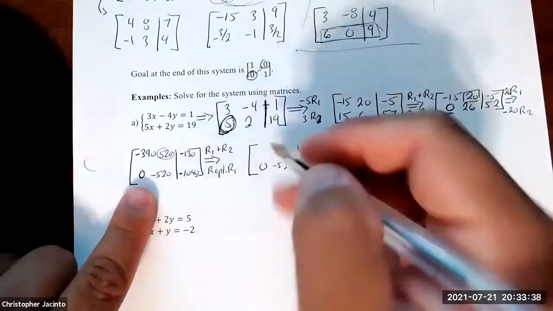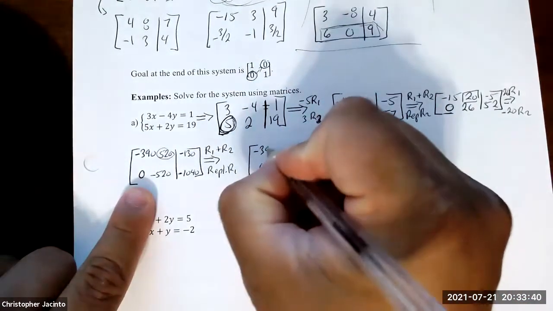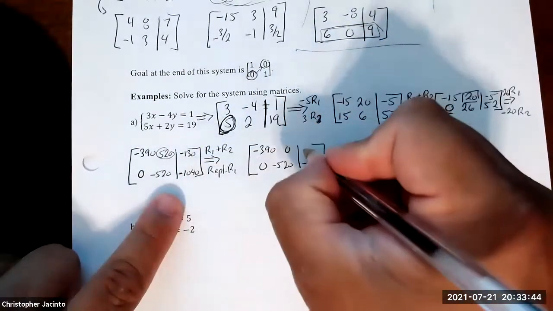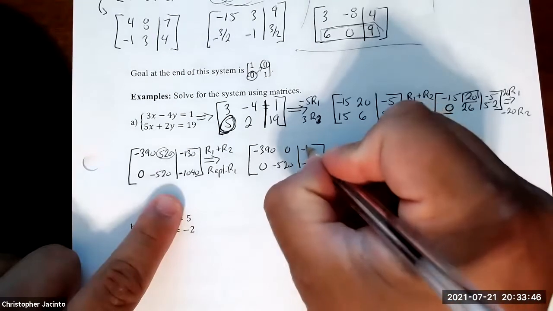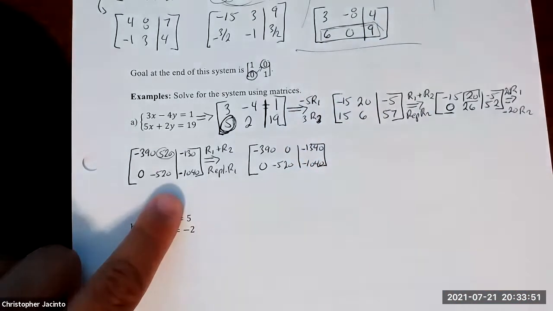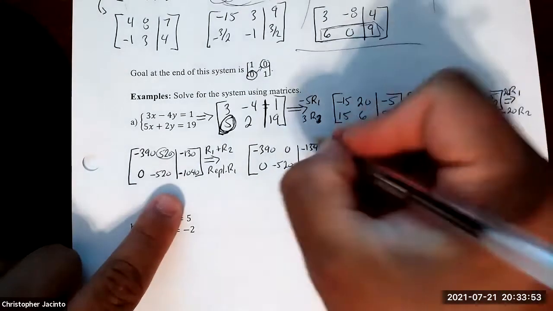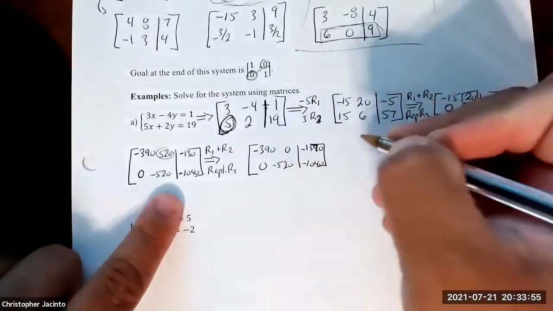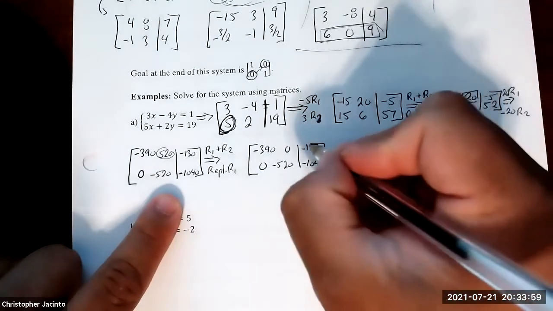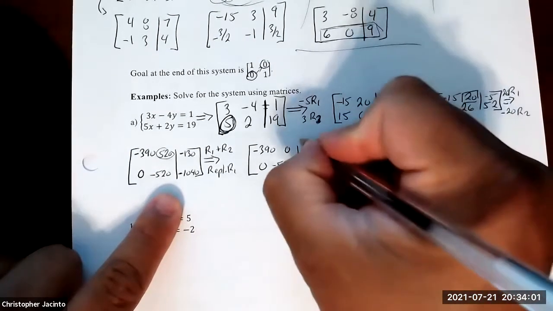Adding straight down, so that's still negative 390. This is 0. And adding this down gives you negative 1340, I think it is. No, this should be a 7, I believe. Yeah. Rewrite it.